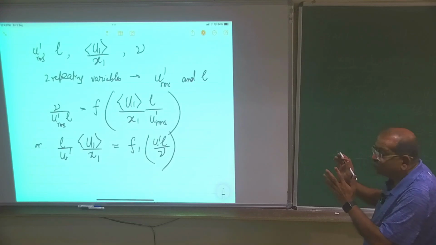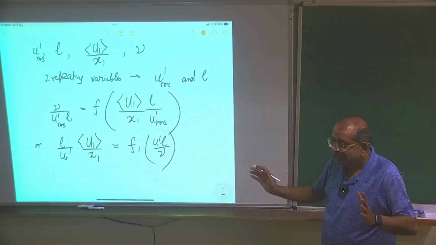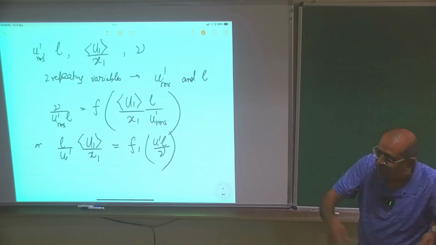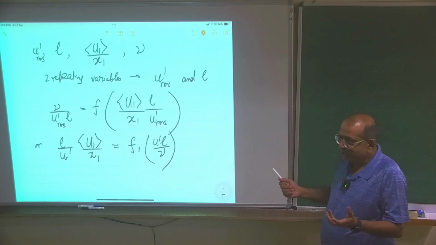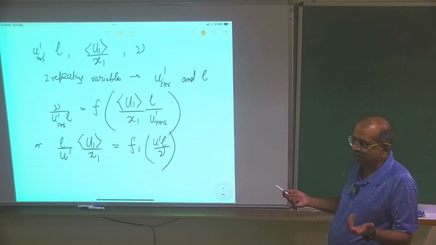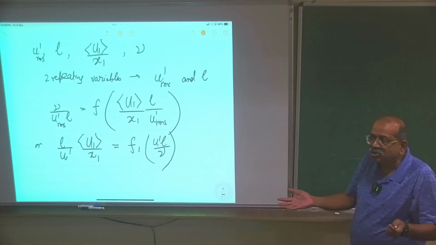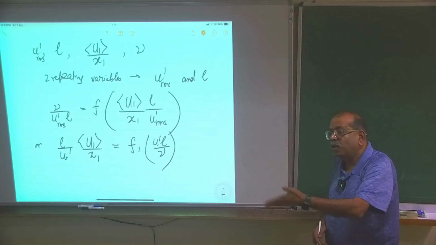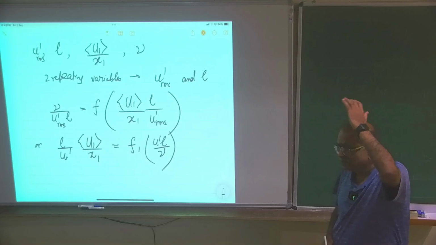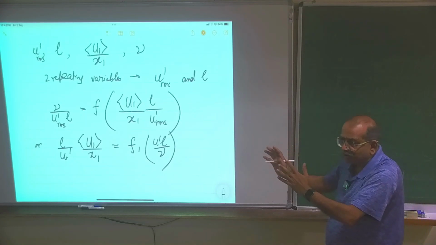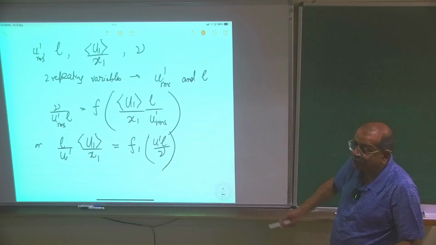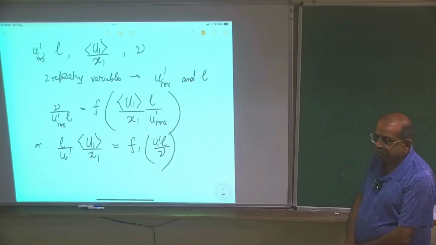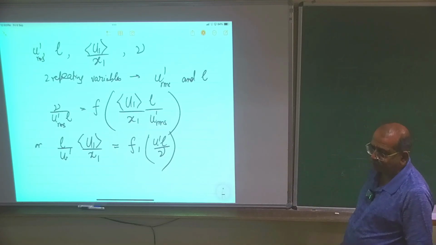A very powerful theorem, holds in all fields, not just turbulence. Solid mechanics, fluid mechanics, electromagnetism, anywhere, this will always work. And this is a way which experimentalists use to reduce the number of dimensions. Otherwise, you will keep on doing the experiment for so many variables. But if you group them in non-dimensional variables, you will just have to maybe do one experiment. Okay. Is this fine?